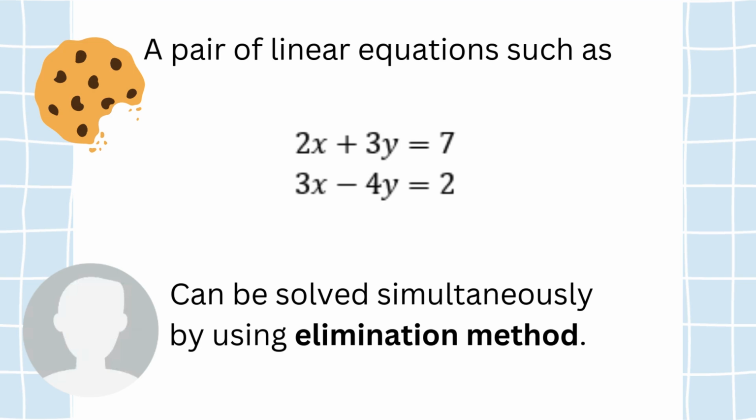Have a look at a pair of linear equations here. Here we have 2x plus 3y equals 7 and 3x minus 4y equals 2. This is almost similar to the starter questions before. All right. Now, a pair of linear equations like this can be solved simultaneously by using the elimination method.